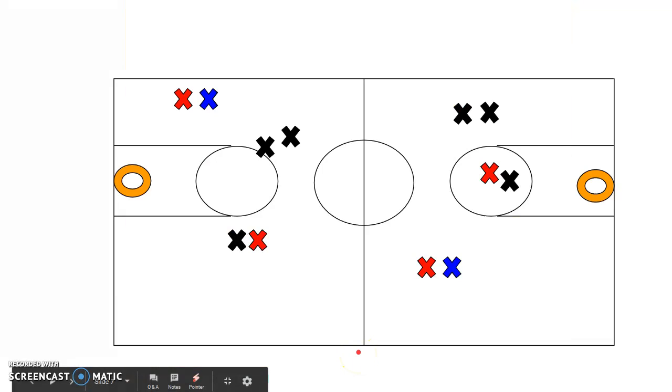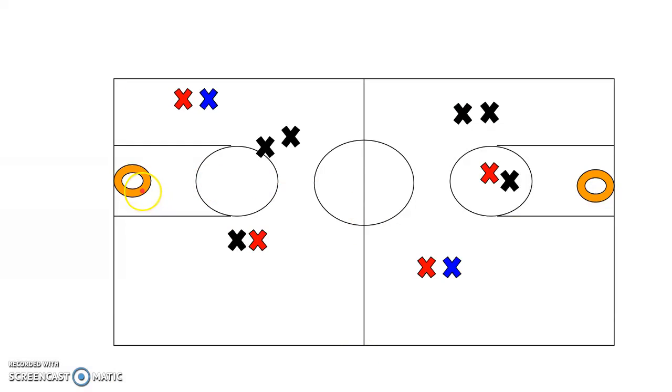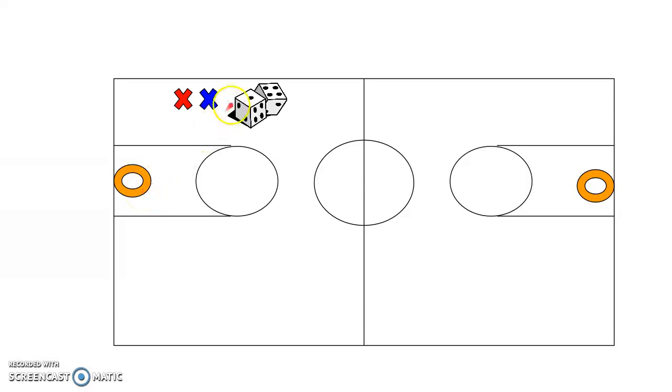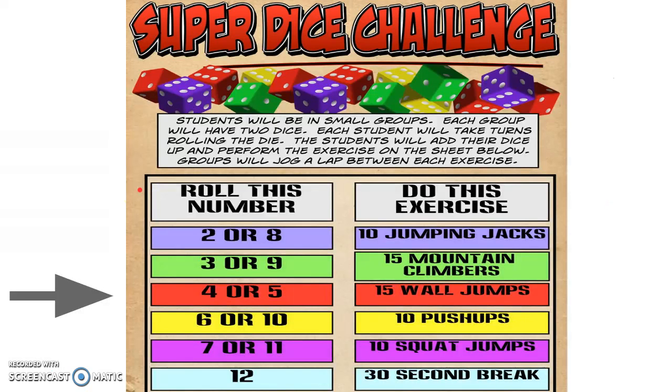So here we go. This is how they're going to start. The instructions are posted here on the basketball court. These 2 partners in specific rolled a 5, so we're going to look back on the sheet. And 5 is 15 wall jumps.